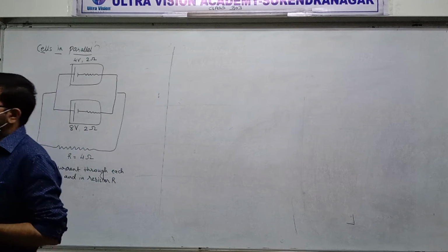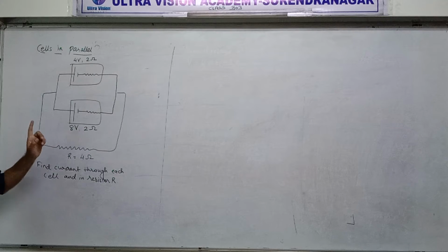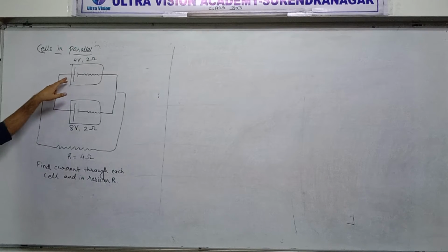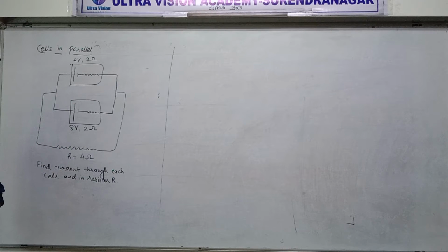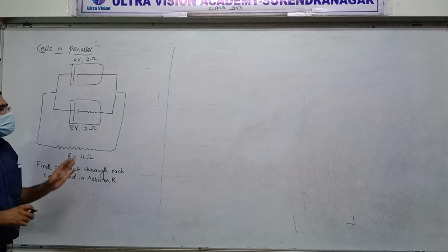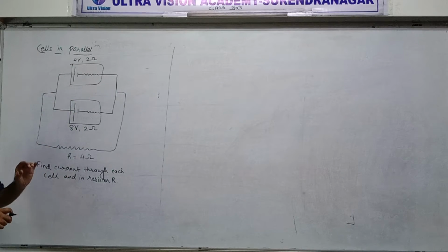What to do first of all? You can solve this question by Kirchhoff's law, by the way, if you want to do that. You will get the answer. Method clear? But we do not need to do it that way. You can do it by parallel idea. These two cells are in parallel. So first find their R equivalent.